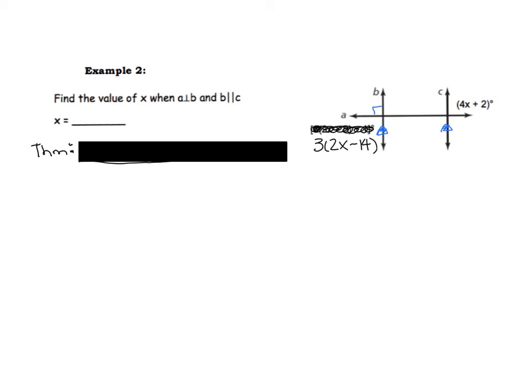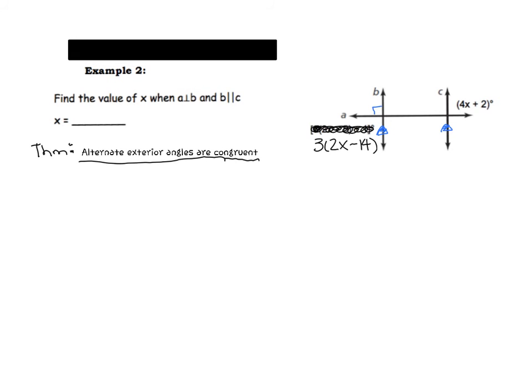Do note that these two angles are located in what position to each other? What relationship do these two angles have? Hopefully you see they're on different sides of the transversal, and they're on the outside of the parallel lines, so that would make them alternate exterior angles, which are congruent.